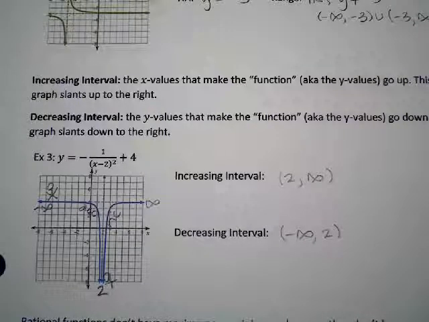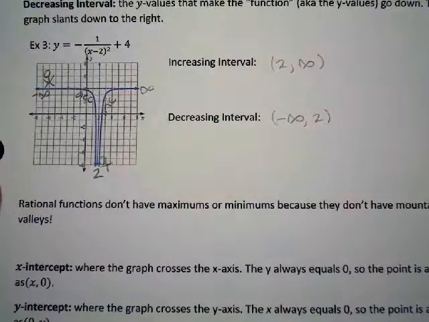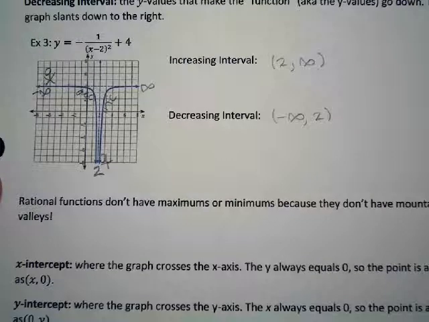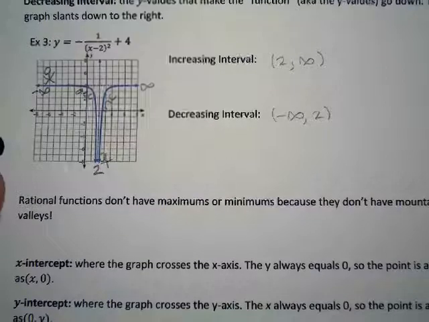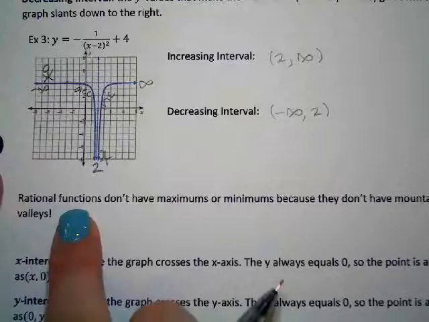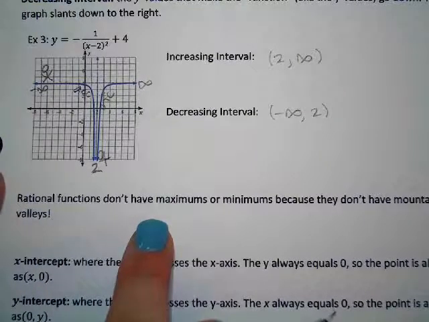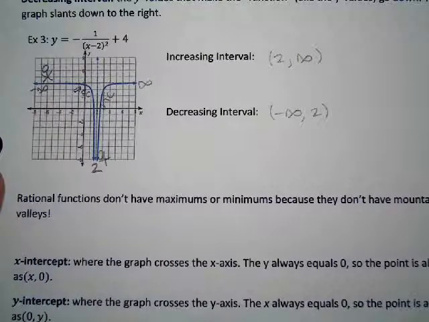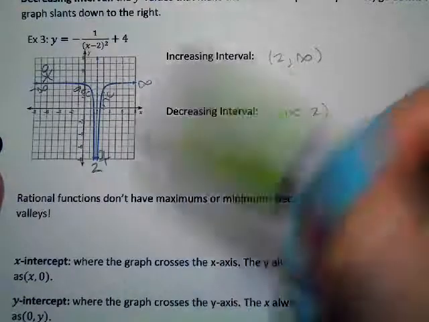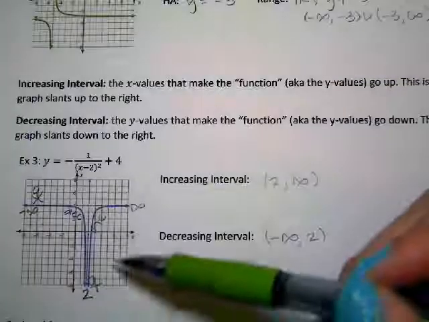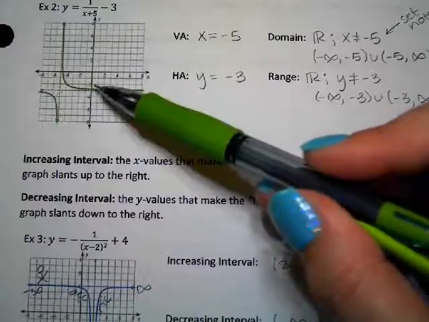All right. As far as maximums and minimums, relative maximums and minimums, rational functions don't have them because we know maximums and minimums look like mountaintops or valleys. And when we look at both of the types of pictures that we have, this type of picture here, this type of picture here, neither one of those looks like a mountaintop or valley.